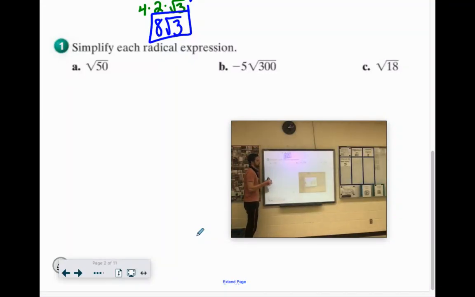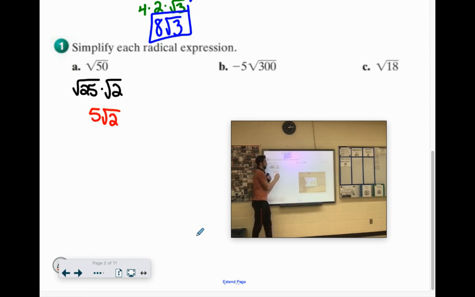I just said in the last one, if it ends in 25, 50, or 75, you always know that at least 25 goes in there. So think of 50 cents, that's 2 quarters, right? 25 times 2. Now what times itself gives you 25? 5. So this becomes 5 root 2. There are no more perfect squares in 2, so it'd be all done.